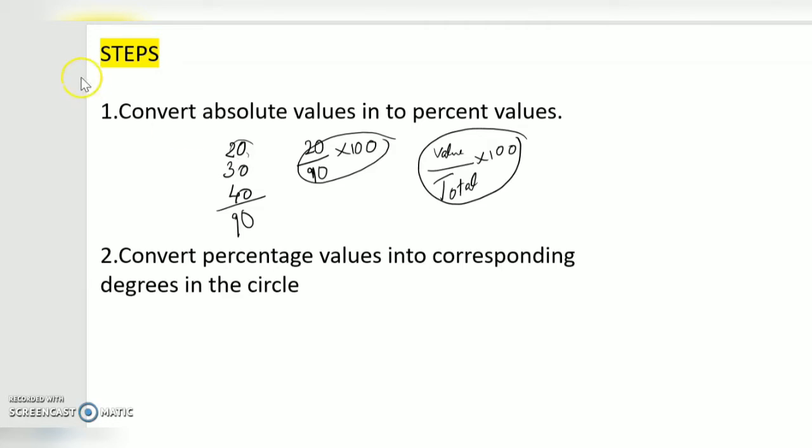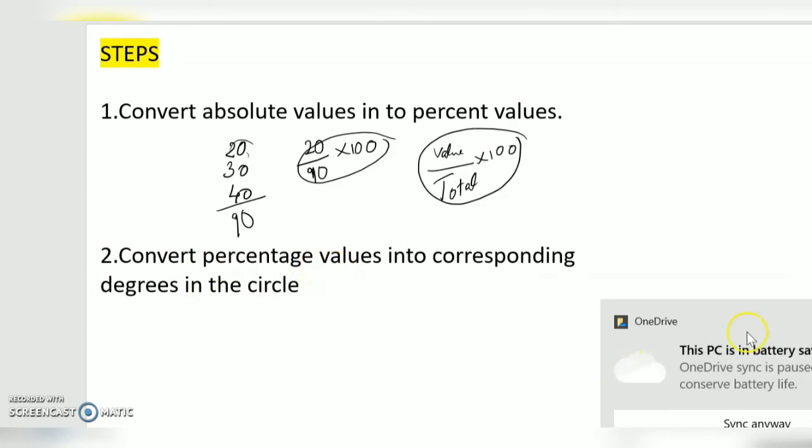So the first step is to convert the absolute value, here 20 is the absolute value, into a percentage value. For that the formula is the number divided by the total, into 100. Now the second step that you have to keep in mind is to convert the percentage values.